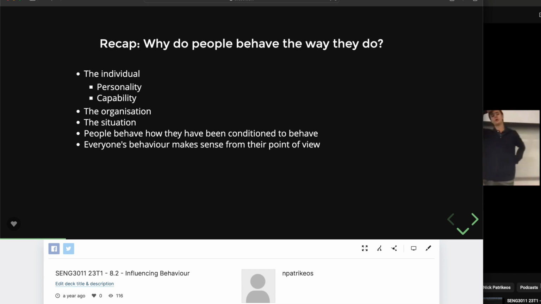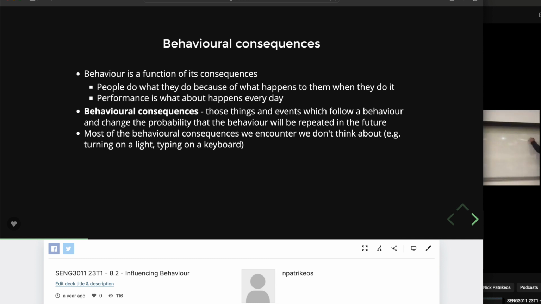So we can talk about behavior as a function of its consequences. It's a feedback loop where you have f of x, behavior, that generates consequences, and then that feeds back into whether the behavior happens again. People do what they do because of what happens to them when they do it. When I turn the light switch on, the light comes on. Whenever I turn the light switch on, the light comes on. That's why I turn the light switch on. I don't do it just for fun, sitting there tapping the thing.